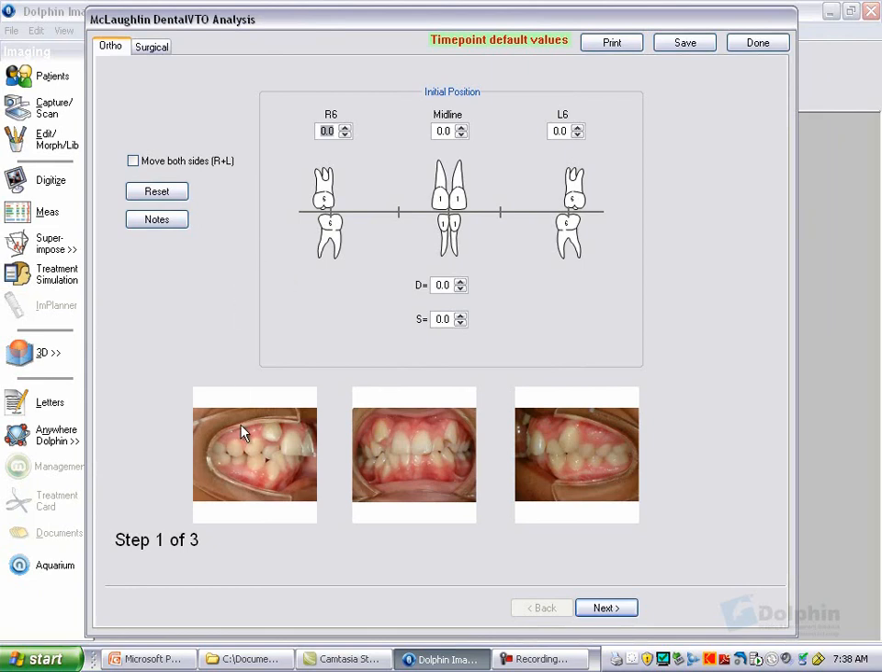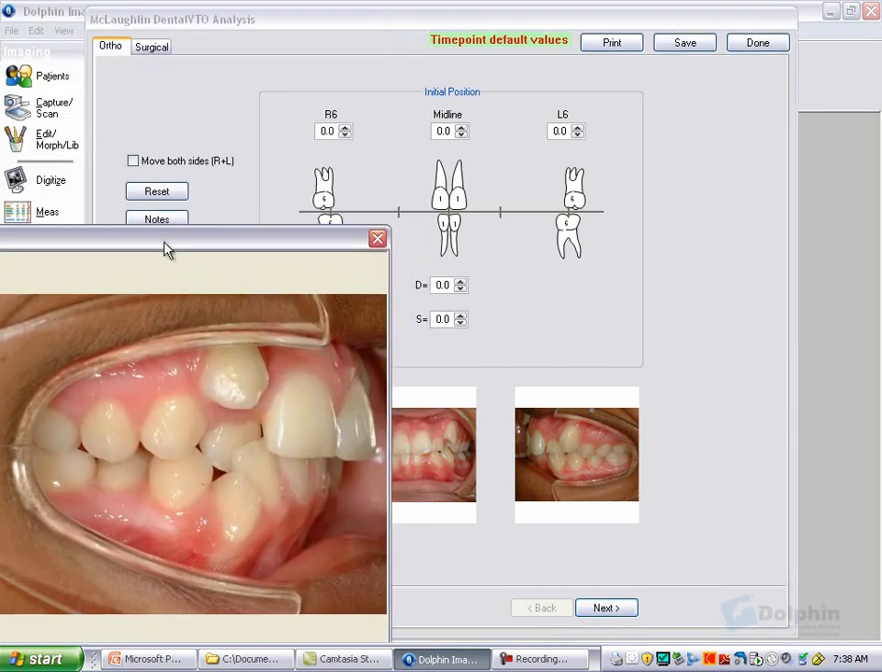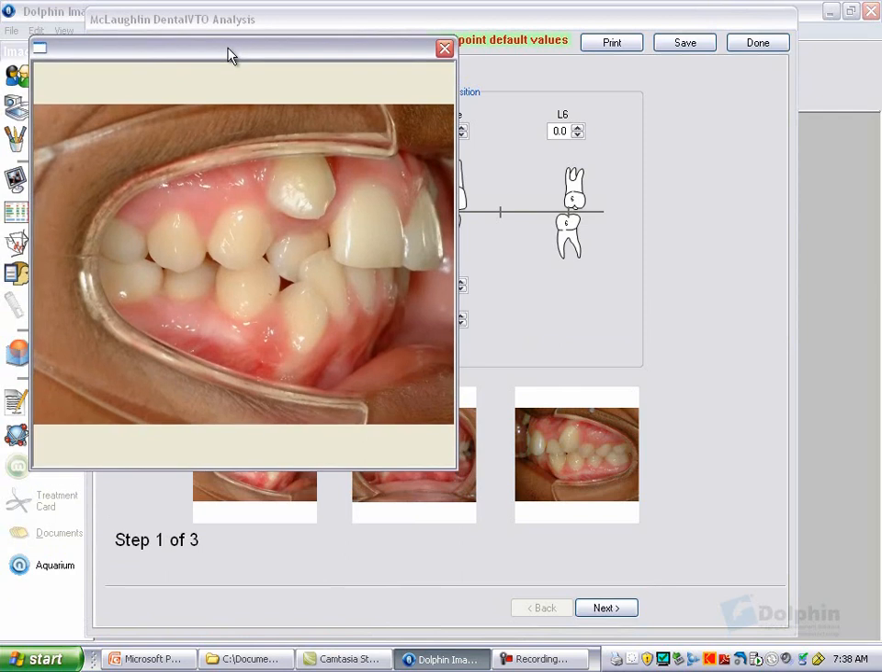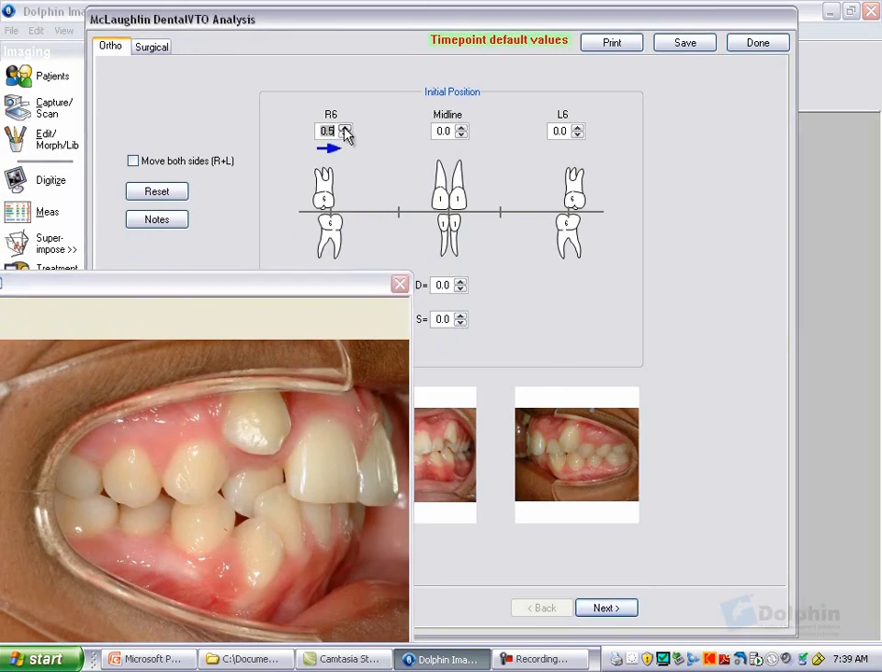If we look first at the right posterior segment, I like to take it and bring it down out of the way so that I can see it. I bring it to the lower left-hand corner of the screen. And this patient, as you can see, is 1.5 millimeters in a class 2 direction. And we're looking at the molar relationship, but also at the bicuspid relationship.